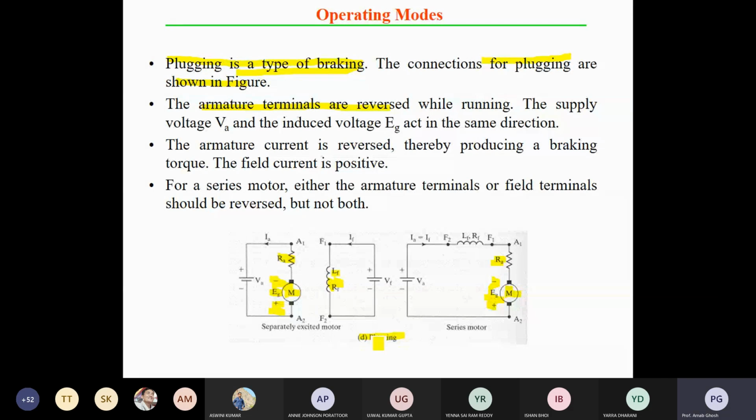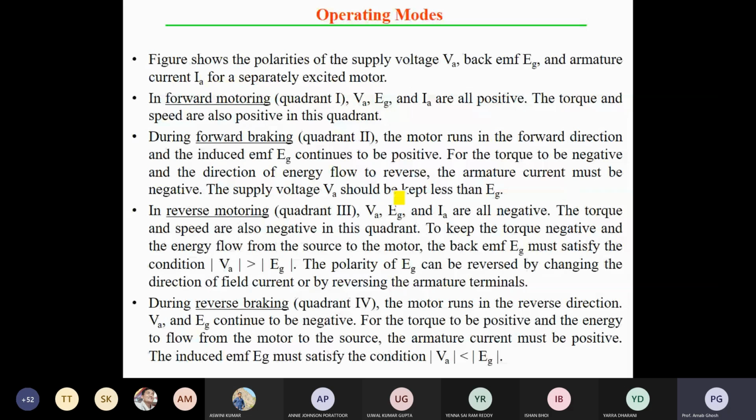So what are the most important operating modes? First we need to identify the polarities of the supply voltage, back EMF and the armature current for the separately excited motor. So we need to study that first. Forward motoring is called quadrant 1. VA, EG and IA are all positive. For quadrant 1, everything is positive. Torque and speed are both positive, so power is also positive.